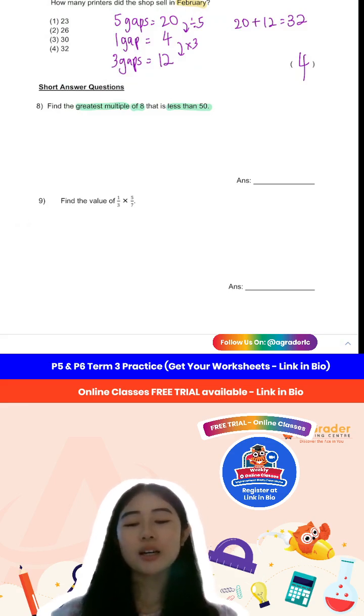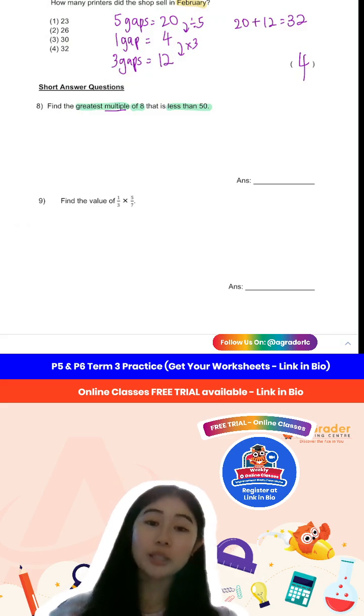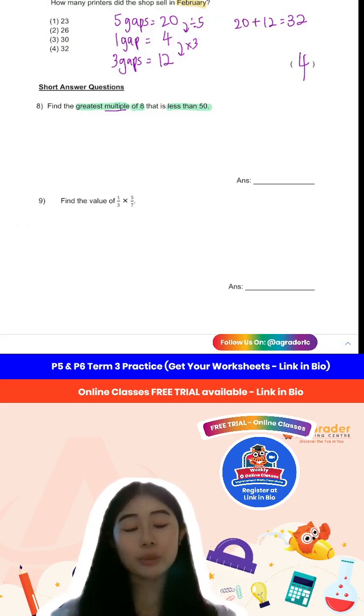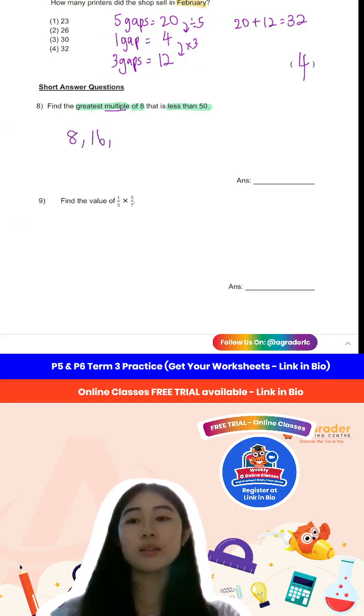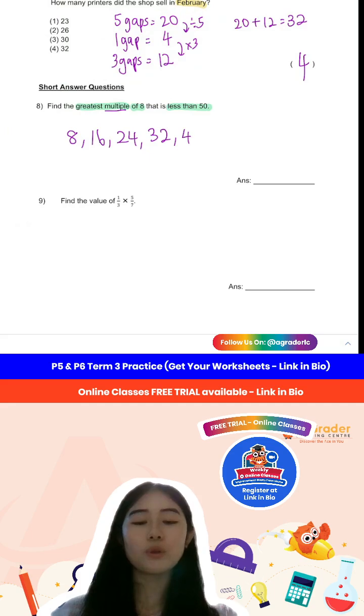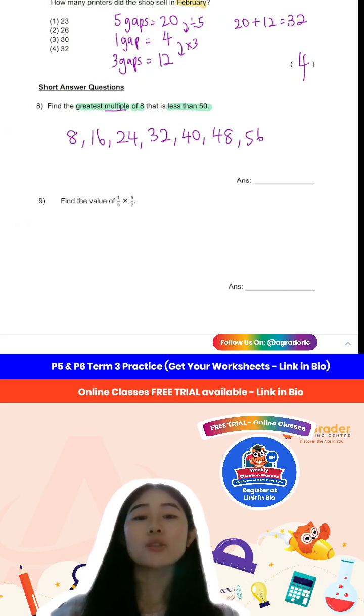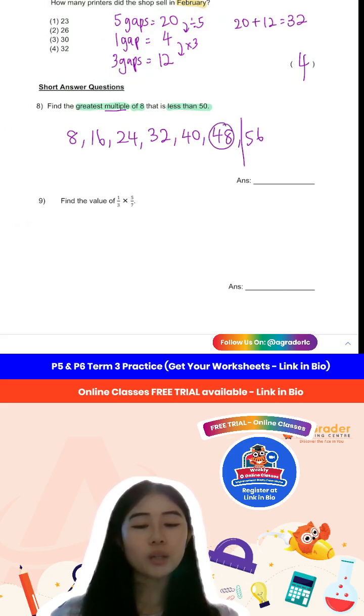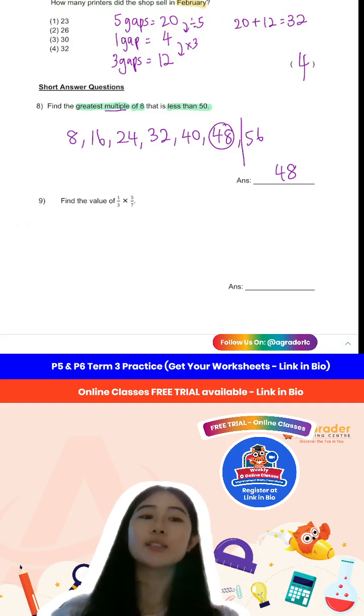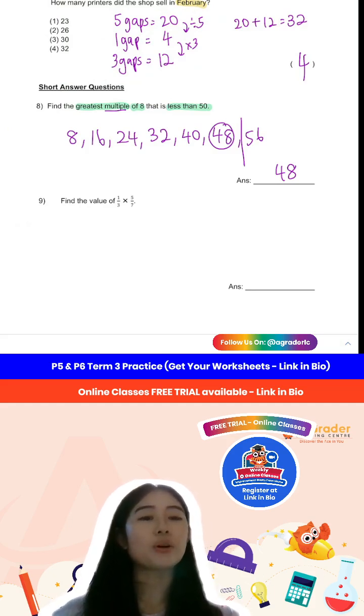Alright, so let's go through this. The keyword multiple means times table, so you just need to look at your 8 times table. I'm going to write it out: 8, 16, 24, 32, 40, 48, 56. You're supposed to pick the biggest one, but it has to be less than 50, so you have to stop at 48. So 48 will be your largest multiple. This one all of you got correct. Very good.